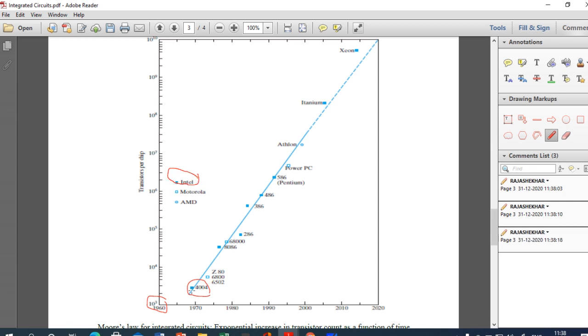So here the symbols: this square symbol indicates that it is manufactured by Intel. This symbol is manufactured by Motorola. This circle is manufactured by the AMD company. Based on that, we have placed the symbols here. Just go through that. So first, in the year 1970, the first 4-bit microprocessor, a single silicon chip, was manufactured by the Intel company.